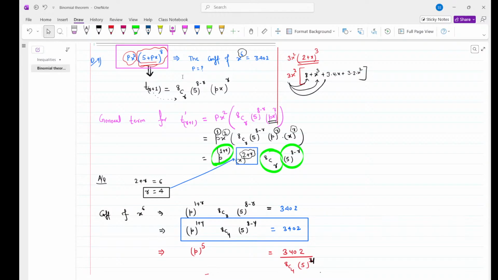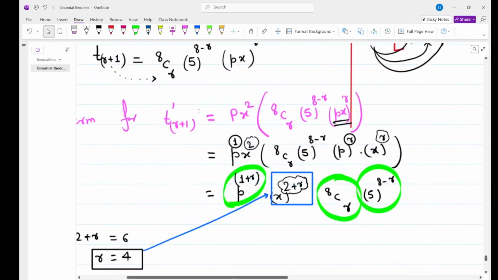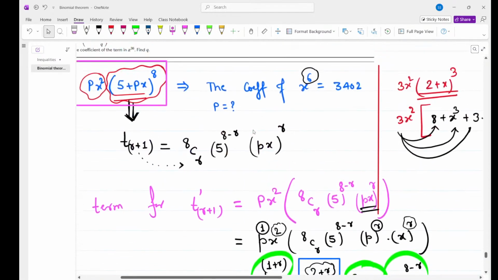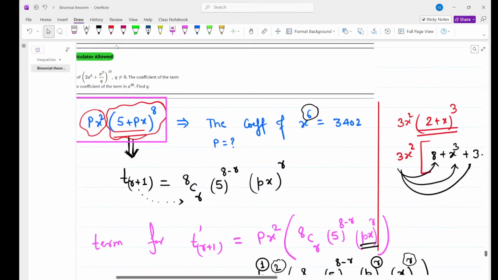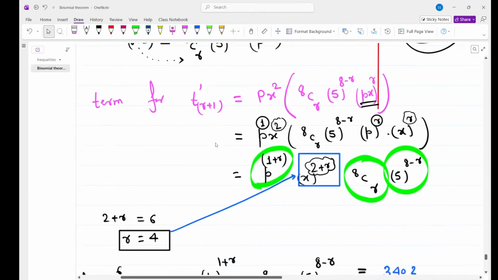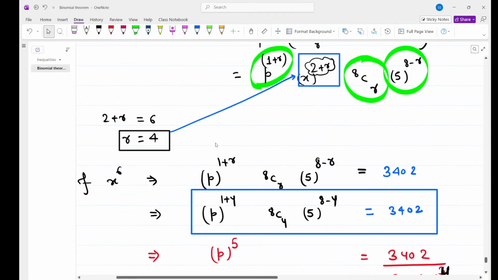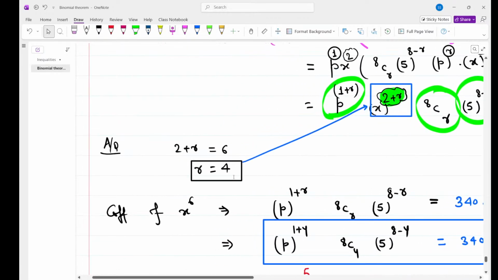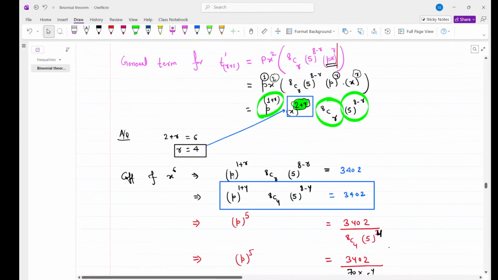Why did you put 2 plus r equals to 6? See, we have this general term for my question, right? And we are looking for that term whose x is raised to power 6. So we have to equate the power in our general term, that is 2 plus r, to 6, isn't it? We are looking for that term in which the x power should be 6. So that's why we have equated this 2 plus r to 6. Yeah, very good. Any other question?